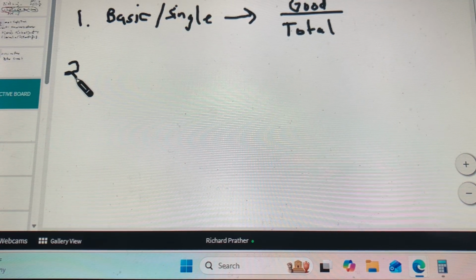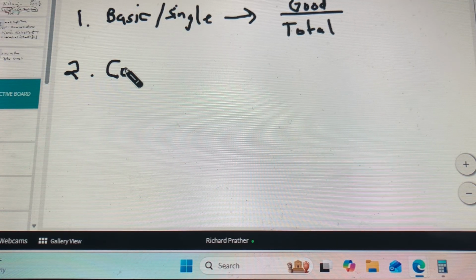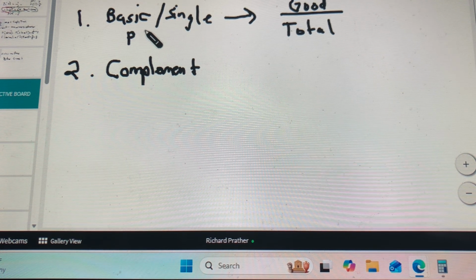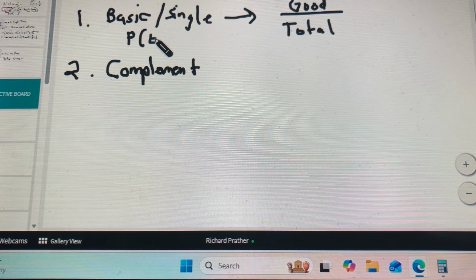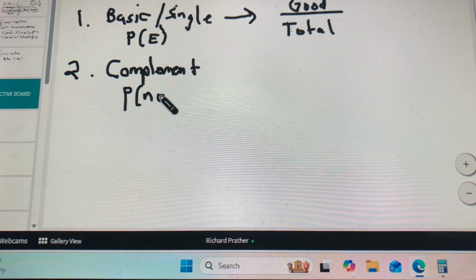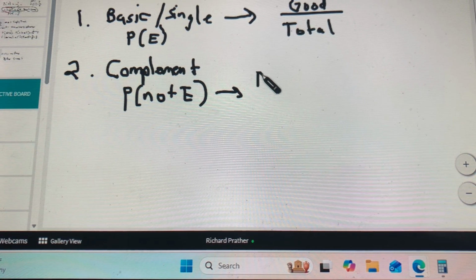Well, the second kind, there's two ways to do the second kind. The second kind is called a complement. We can write this one as the probability of an event, and I'll just put capital E to stand for any event in general. This is the probability of an event when I do good over total. A complement is when you do the probability that the event does not happen, not the event. It can be found directly with bad over total, basically.